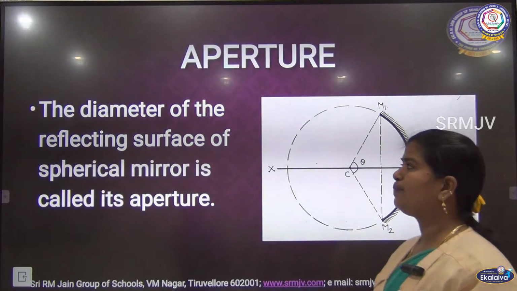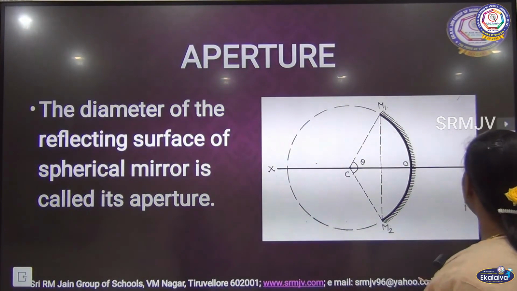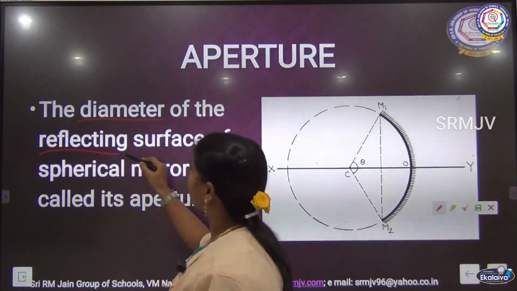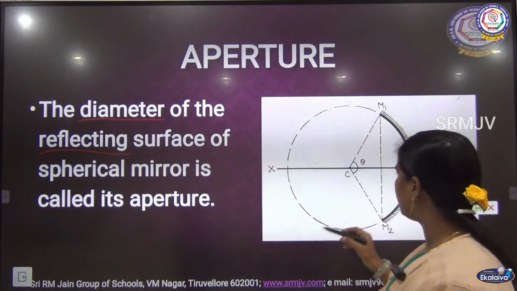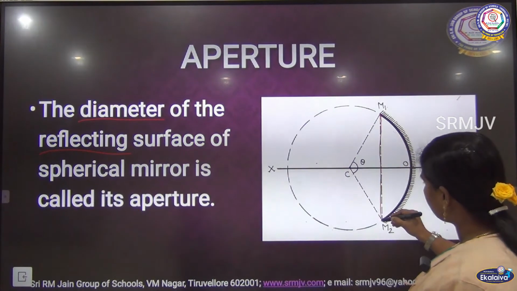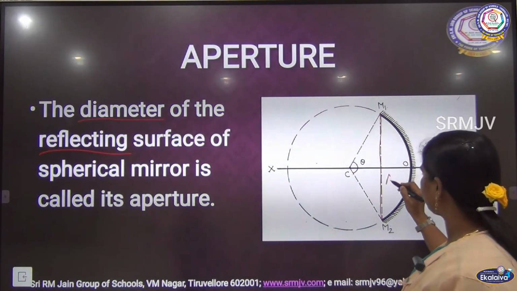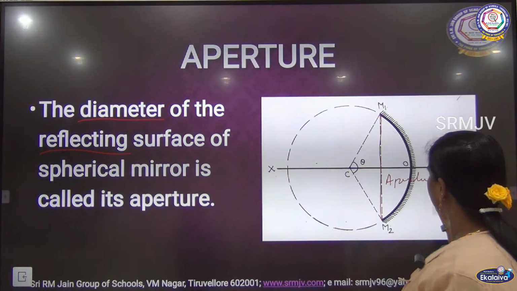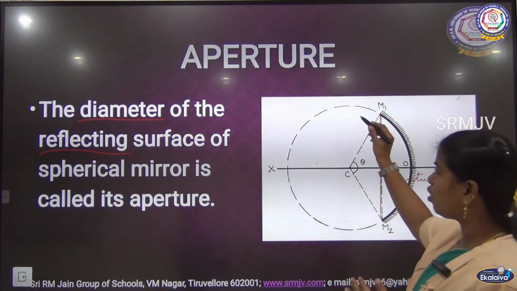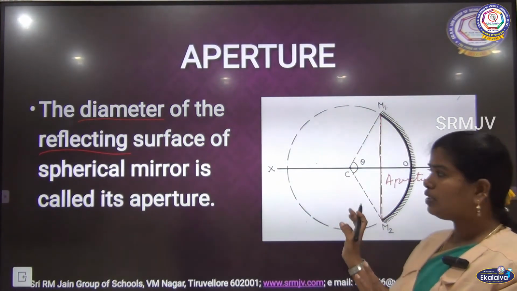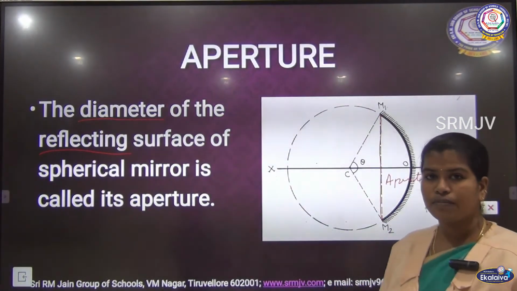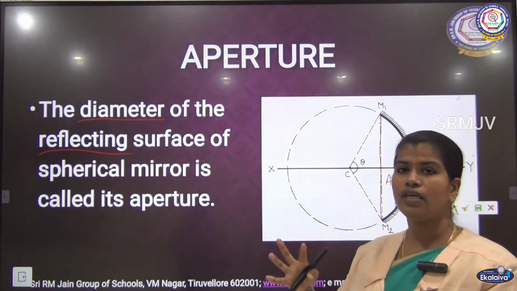The next term is aperture. Aperture is the diameter of the reflecting surface of a spherical mirror. Here is the spherical mirror and this is called the aperture. It is not the diameter of the sphere, it is the diameter of the reflecting surface. So apertures may differ according to the size of the mirror.